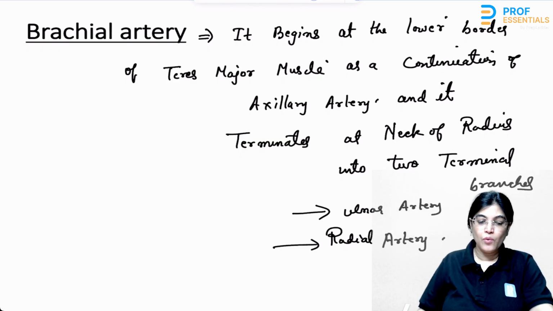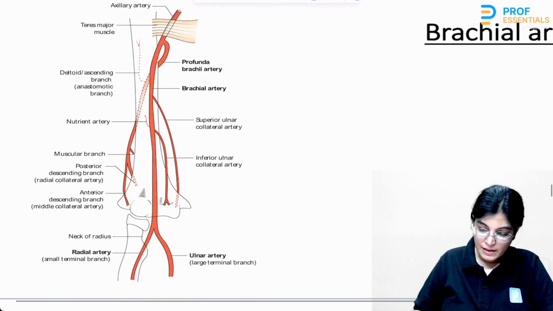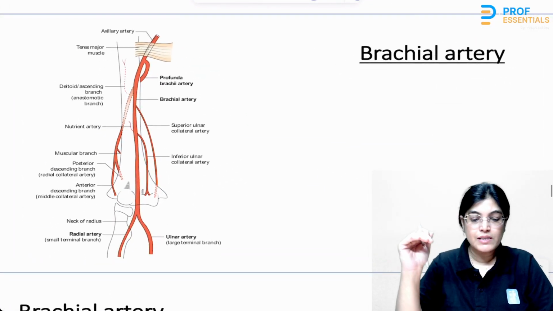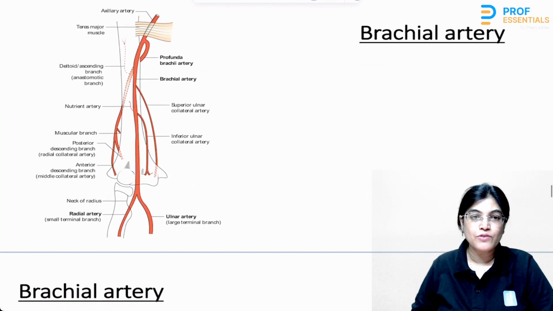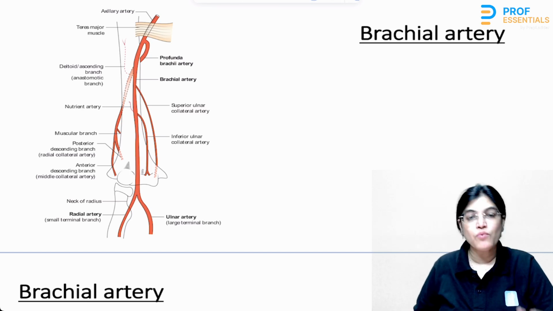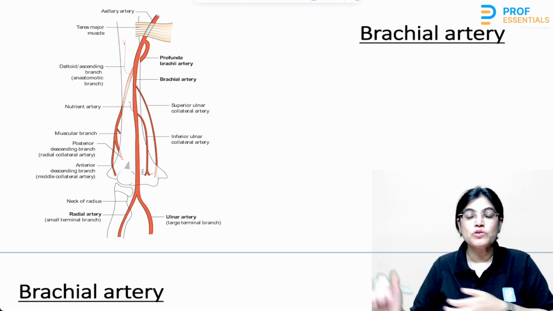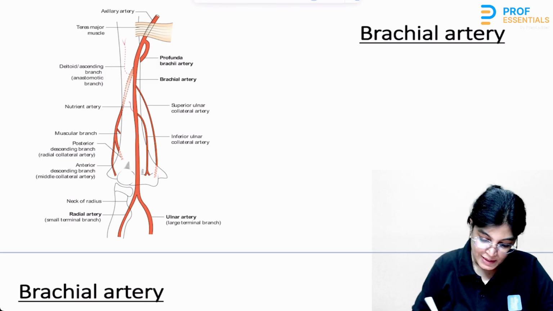Got it? Okay. Done. Now, let's see this image. This is a schematic diagram showing you the brachial artery. So basically, what exactly should you know about the brachial artery? You should know about its important branches. It gives muscular branches.